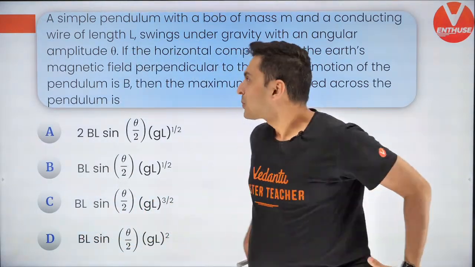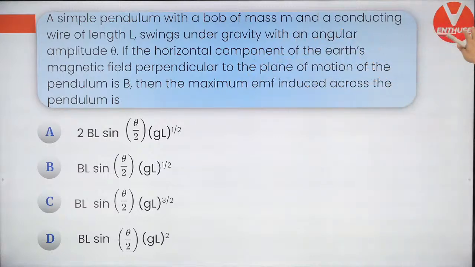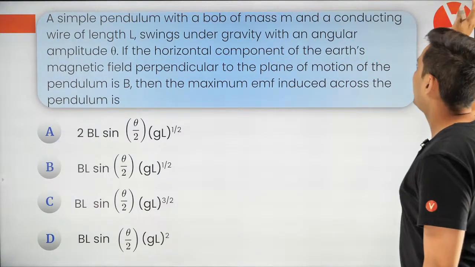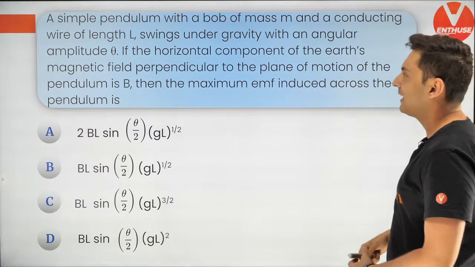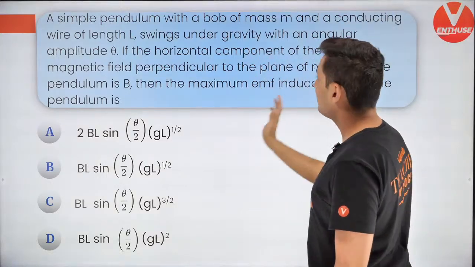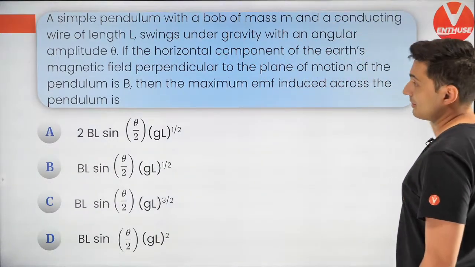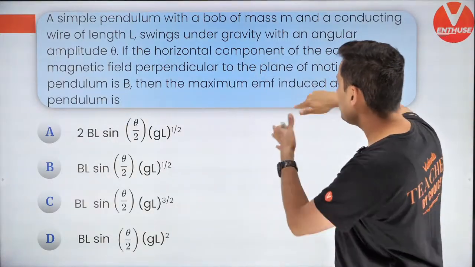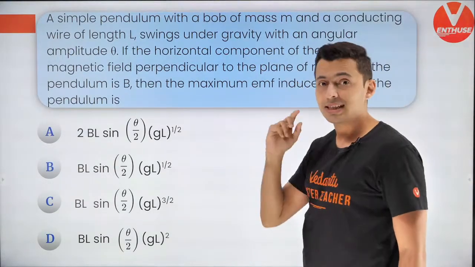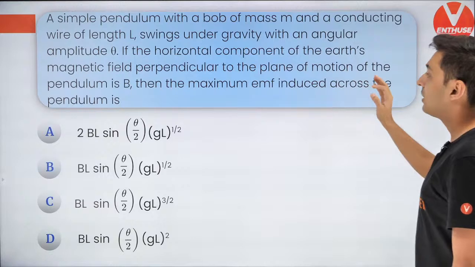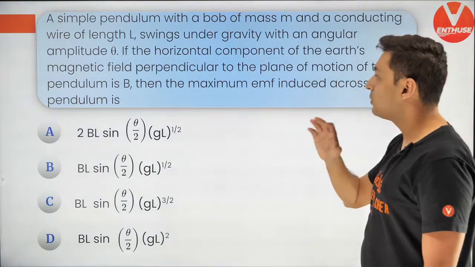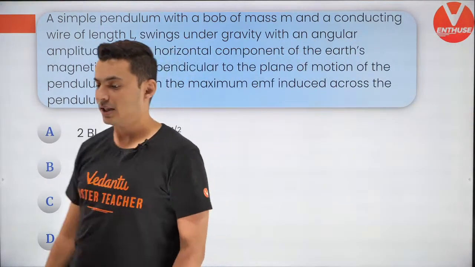Okay. So a simple pendulum with a bob of mass m and a conducting wire of length L swings under gravity with angular amplitude of theta. If the horizontal component of the Earth's magnetic field perpendicular to the plane of the motion of the pendulum is B, then the maximum EMF induced across the pendulum is how much?